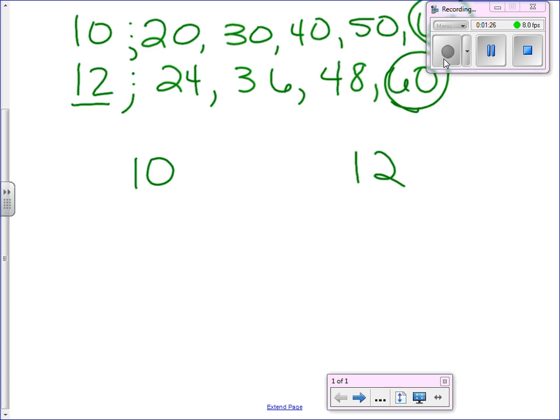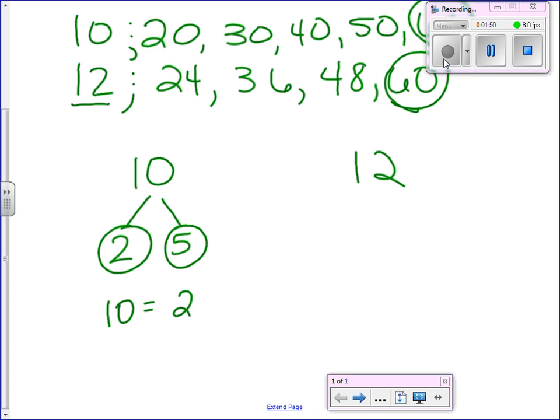Now, the other method on how to do this would be using prime factorization and then finish up with a Venn diagram. So the prime factorization, we want to break it down till we have only prime factors. So 10 is a composite number, so I'm going to break it down into 2 times 5. 2 is a prime number, so I can circle it. You can only do 1 times 2 to get 2, so that makes it prime. 5 is also prime. So we're finished with the 10. For 10, the prime factorization is 2 times 5.